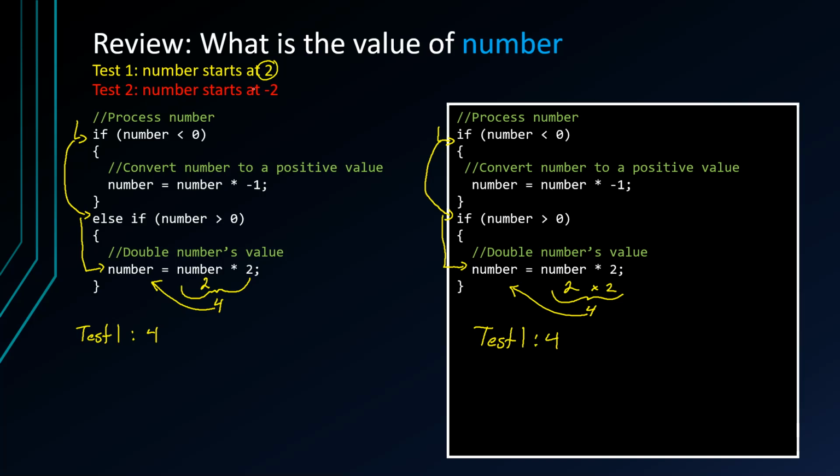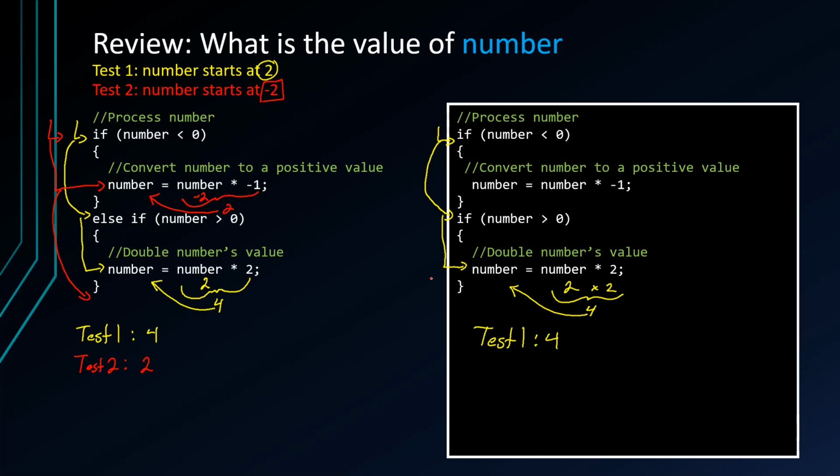So test 2 in the red pen here, it's going to come down. Now remember, test 2 here is a -2. So it's going to come down. It's going to say, is -2 less than 0? Yeah, it certainly is. It's going to come in and it's going to execute this line of code. So we have -2 times -1. That, of course, gives us a 2. And then it's going to jump out past this code and continue on with the rest of the program. So our test 2, the value of number is a 2.